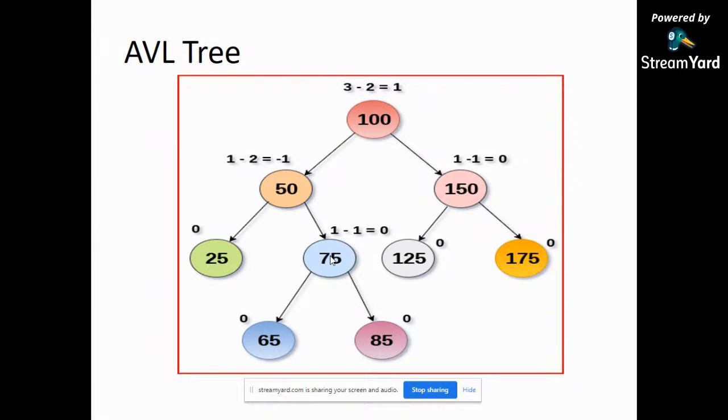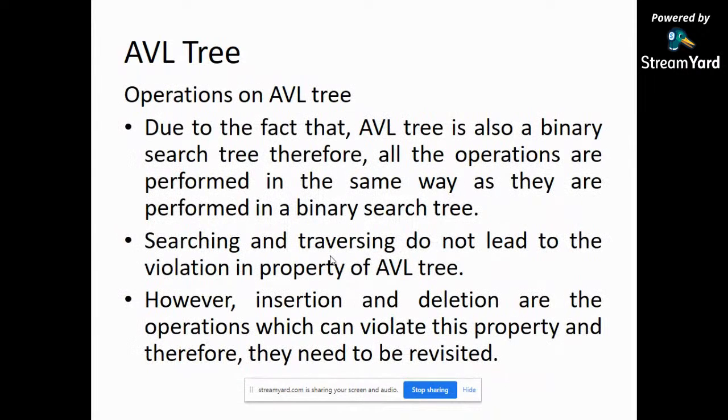So this is the AVL tree, because in the whole tree for every node we have calculated the balance factor, and balance factor is in the range minus 1, 0 and 1. So this tree is called an AVL tree. Now operations on AVL tree. Since AVL tree is also a binary search tree, all the operations are performed in the same way as they are performed in a binary search tree. So here we can do searching, insertion, and deletion.